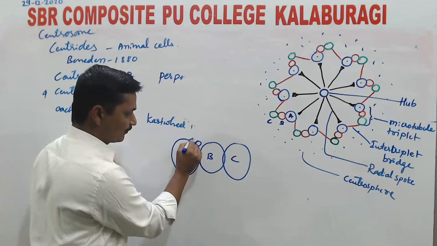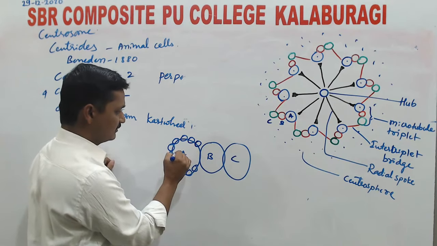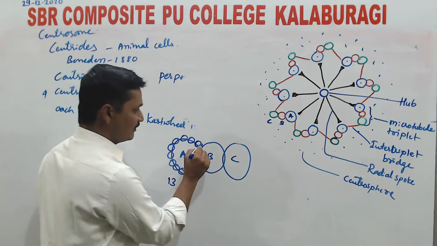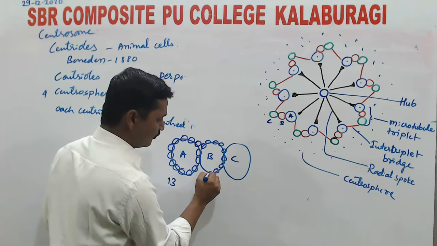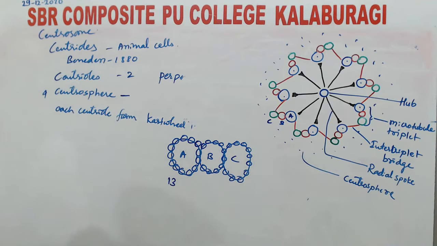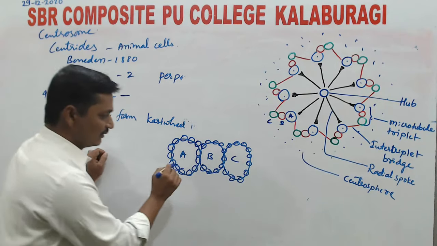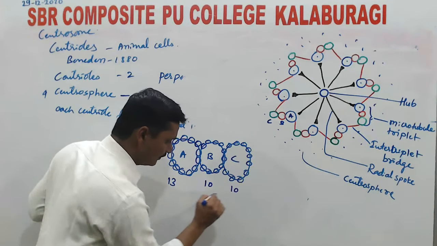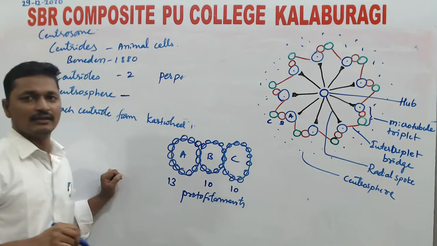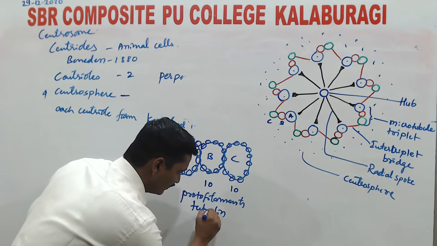A is made up of 13 protofilaments and B is made up of 10 protofilaments and C is also made up of 10 protofilaments. So there are 3 subunits, A, B and C. A is made up of 13, B is made up of 10, and C is also made up of 10 protofilaments. These protofilaments are made up of the protein called tubulin.